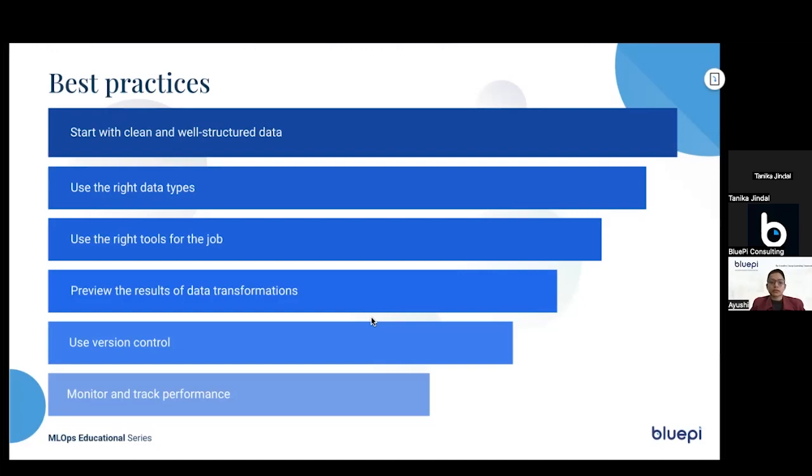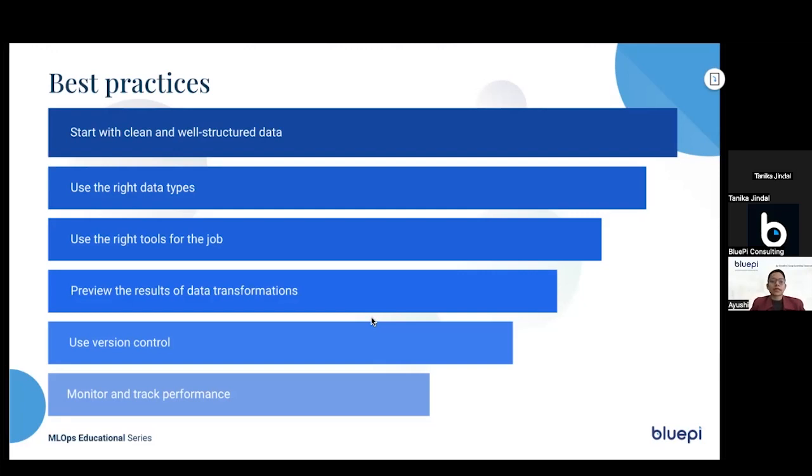Always use version control. Data Wrangler also allows you to store and manage multiple versions of your data transformations, making it easier to keep track of changes and collaborate with others. It is a good idea to use version control to ensure that you can revert to a previous version of your transformation if necessary.